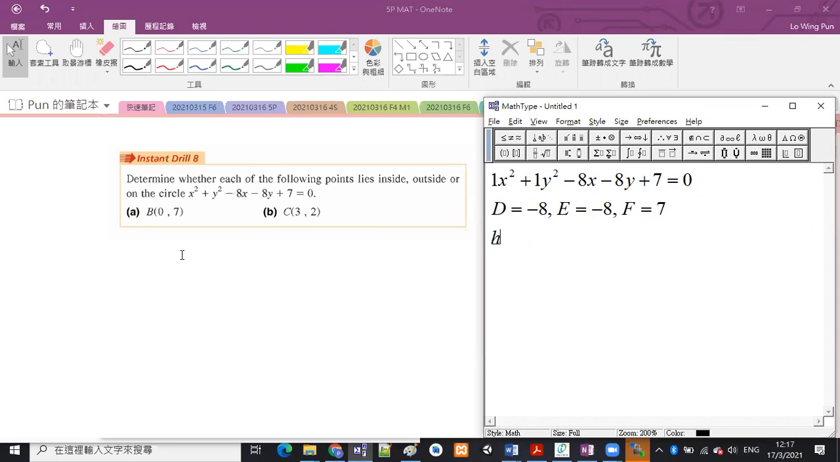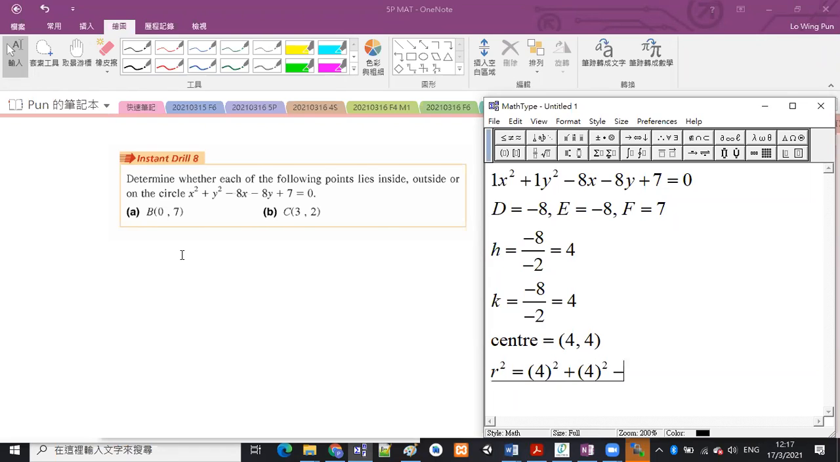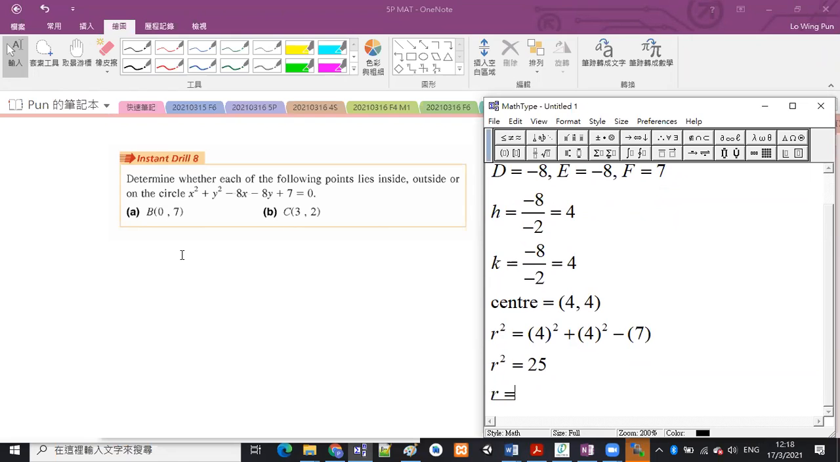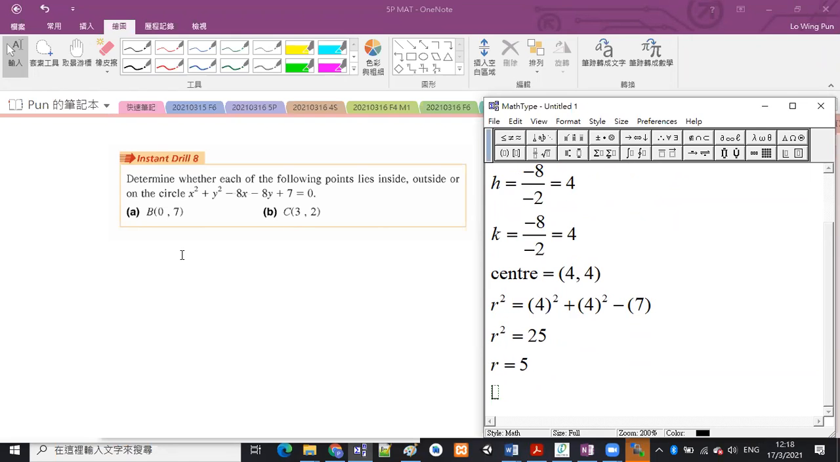Then we can calculate the h value, d over -2, which is 4, and the k value, e over -2, which is also 4, so the center should be 4 and 4. We can also calculate r squared by using h squared plus k squared minus f. Then r squared is equal to, is it 25? Yes, and then r is equal to square root of 25, which is equal to 5, which means that the radius is equal to 5.